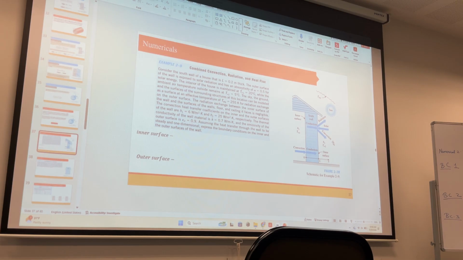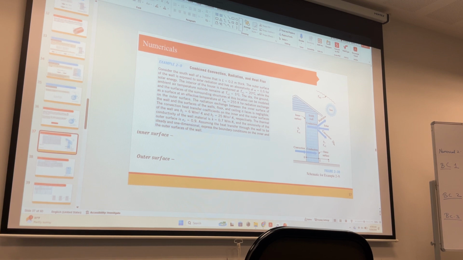Consider the south wall of a house 0.2 meter thick. The outer surface of the wall is exposed to solar radiation and has an absorptivity of 0.5. The interior of the house is maintained at T infinity 1, while the ambient air temperature outside remains at T infinity 2. The sky, the ground and the surfaces of the surrounding structures at this location can be modeled as a surface at an effective sky temperature for radiation exchange on the outer surface.